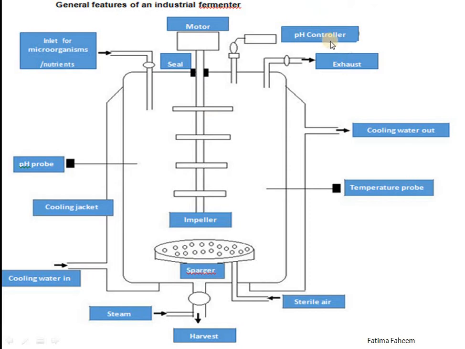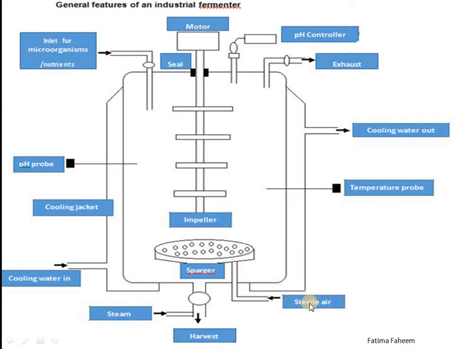Then we have a pH controller. As the name indicates, it will control the pH. The exhaust is there to take out all the waste gases, which mainly include carbon dioxide. Then we have a temperature and pH probe, which detects the changes in temperature and pH respectively. This pH and temperature must be maintained.